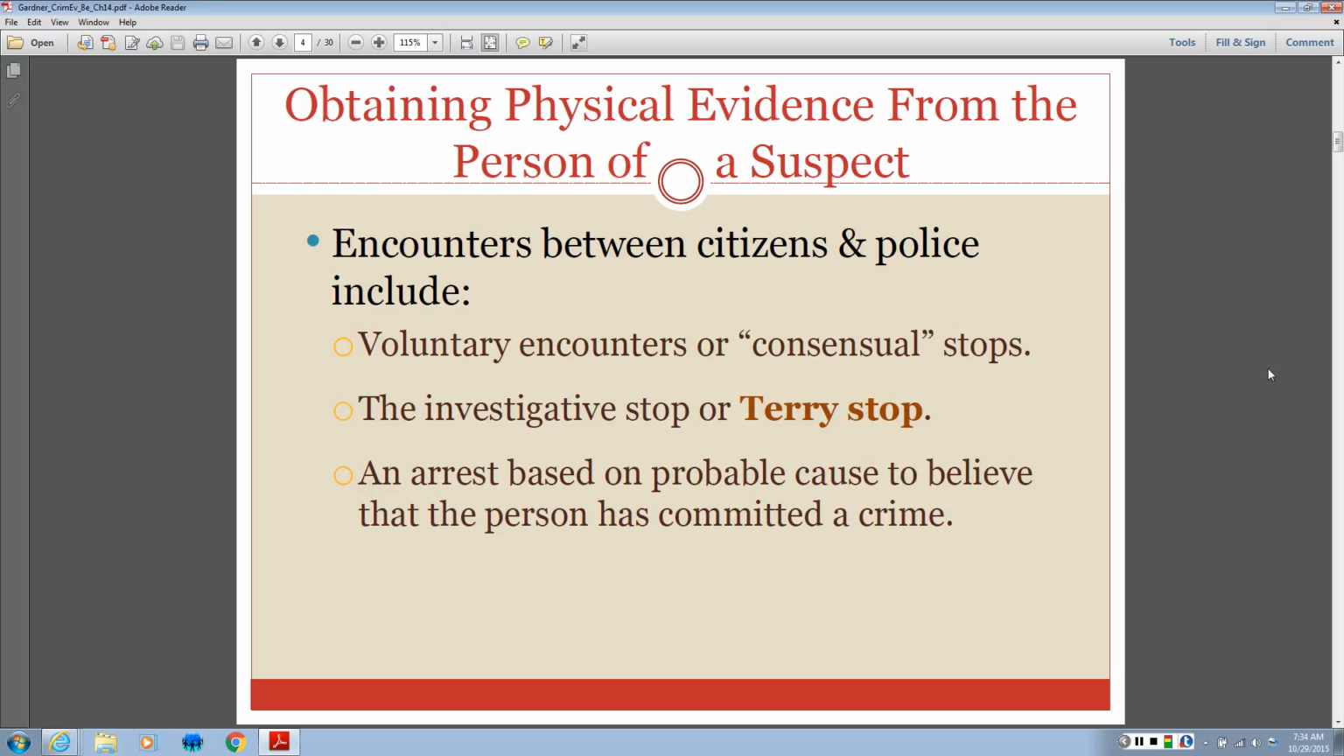Now, when we do these Terry stops, and if you look in your textbook on page 344, it talks about Terry stops and the fact that it's based on reasonable suspicion.